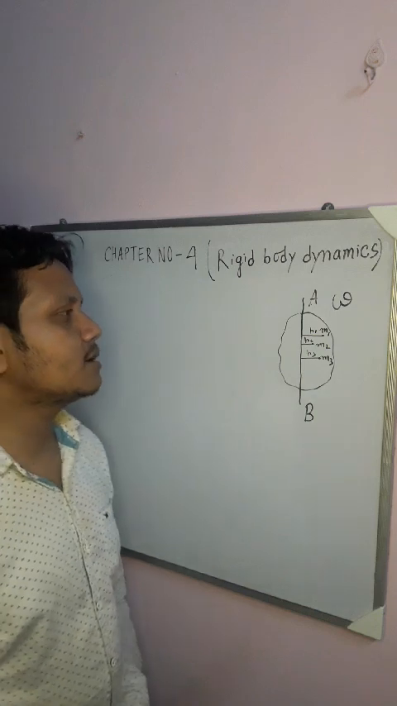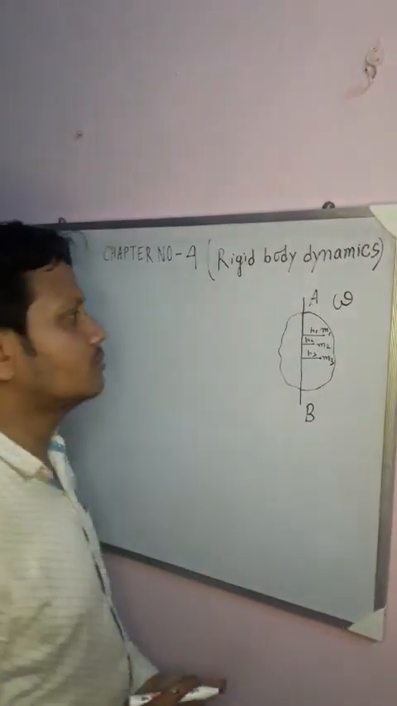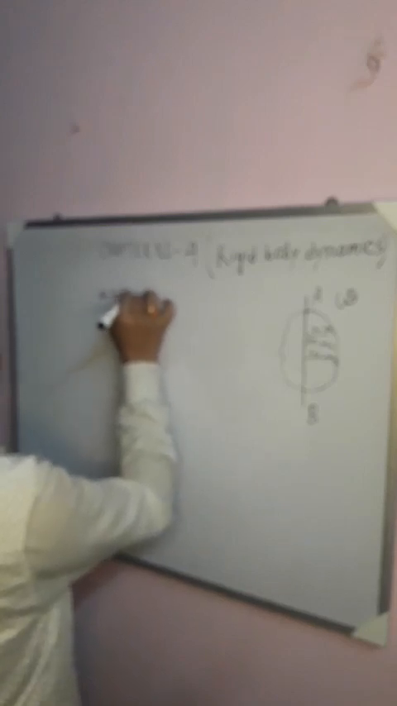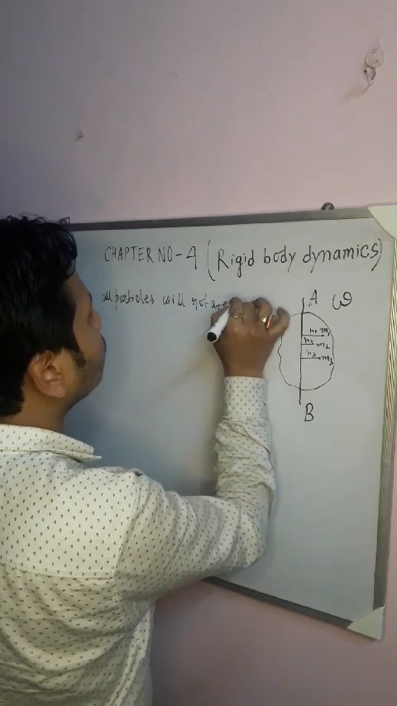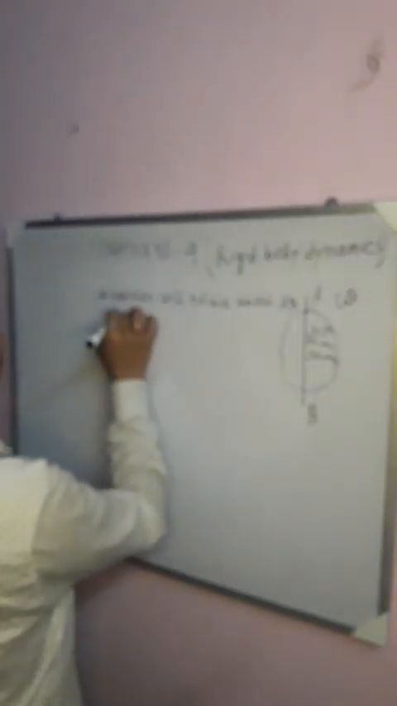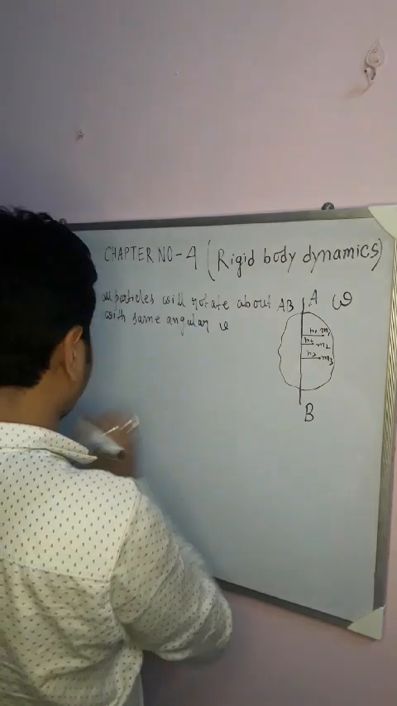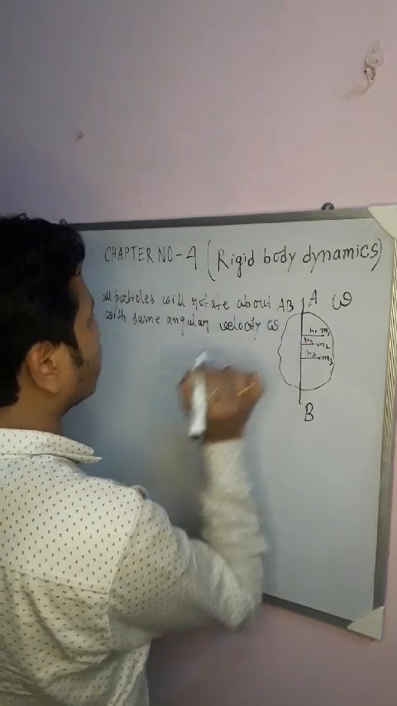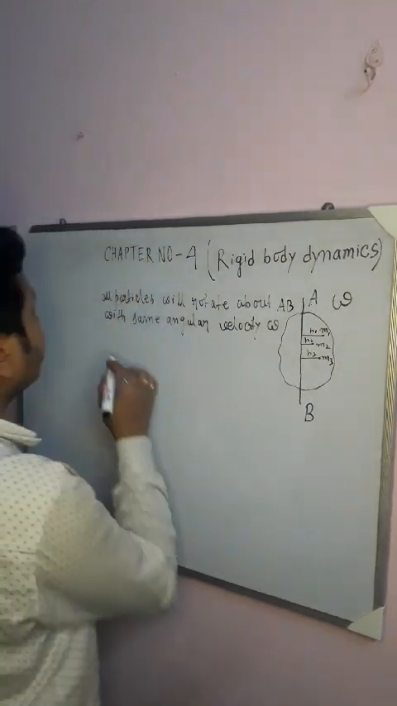Since the angular velocity of the rigid body is omega, all particles will rotate about the axis AB with the same angular velocity omega.